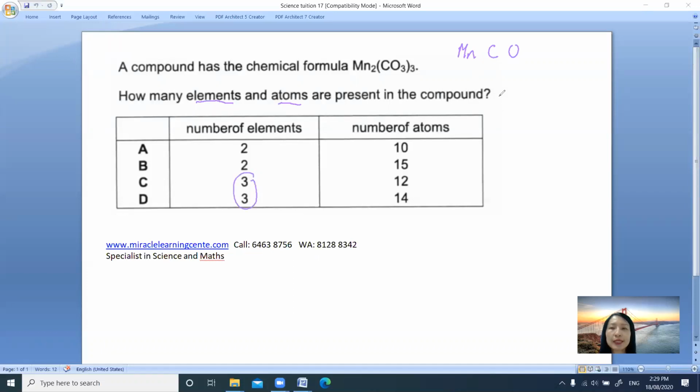How many atoms are there? So we have Mn₂CO₃ three times. Okay, so manganese itself has 2 atoms. And over here, carbon is 1, oxygen 3. So 3 plus 1 is 4. But there are 3 times of this 4. So it times 3. So it's actually 2 plus 12. So there are 14 atoms in this formula. So the answer is D.